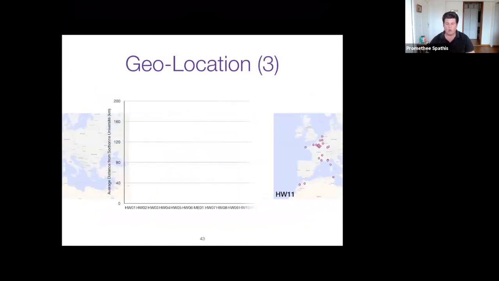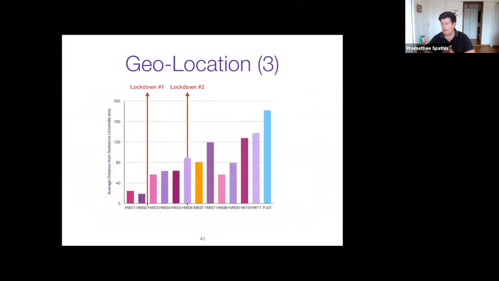All right. Now let's look into a little more detail regarding the distance. What do I have here? I take the average distance of the students from the campus, in kilometers. As you may see, we have lockdown 1, lockdown 2. And the general idea here is that there's an increase.